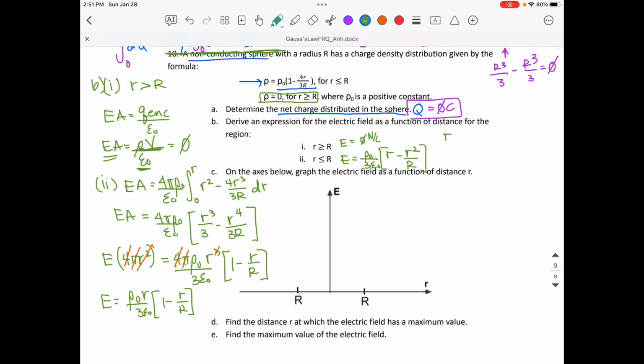Because then I know that E is equal to 0, and that's when it's greater than, let me use a highlighter here, that's when it's greater than R. So I know it's going to look like that. But when we've got my expression here, E is proportional to r minus r squared, I've got a negative quadratic. So I'm not going to graph it yet because it's actually helpful to figure out where we've got our maximum value. So I'm going to do D and E first, and then I'm going to graph it.